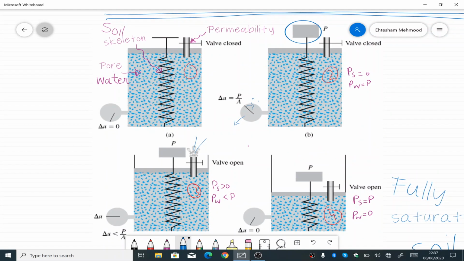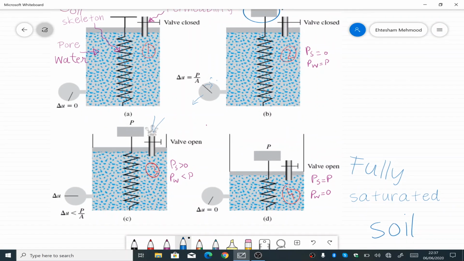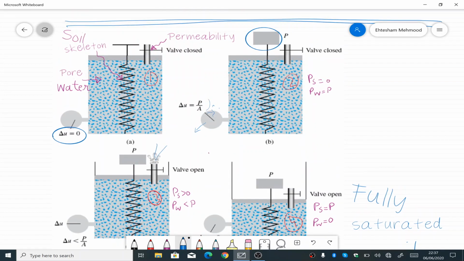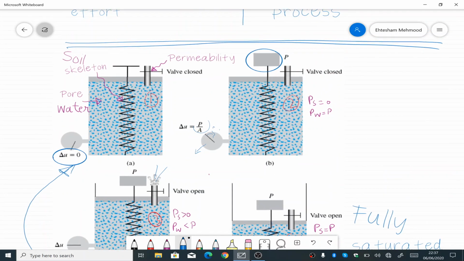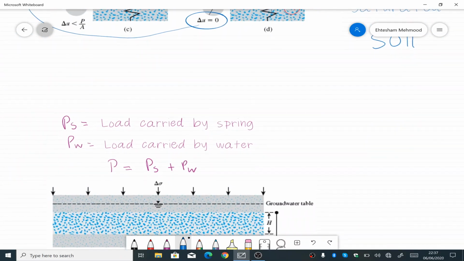Initially, when there is no load, pore pressure is 0, as indicated by this drawing here. Once we apply a load, the pressure is equal to P over A, where P is the applied load and A is the area of the cross section of the cylinder. After a certain while, when we allow the valve to open, pore pressure would reduce from the maximum value, P over A, and at the end when all the excess water has moved out, pore pressure would again become 0, the initial condition, and all the load P would be carried by the spring itself.